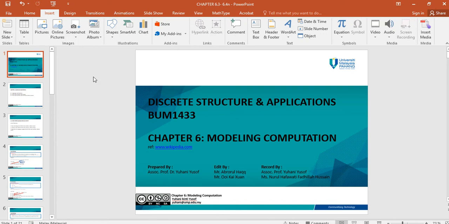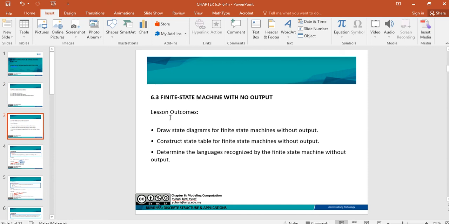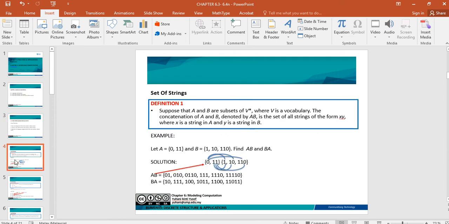Today we will cover the last topic of modeling computation, which is finite state machine with no output, or without output. So the lesson outcome is actually the same as what we have in 6.2. We need to know how to draw and construct the state diagram and the state table for the finite state machine without output, and also to determine the languages recognized by the finite state machine without output. So first of all, you need to know definition 1.